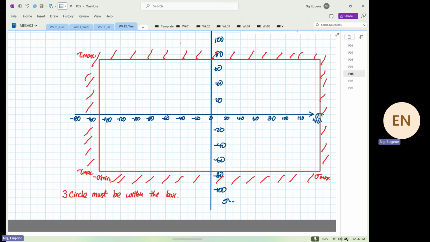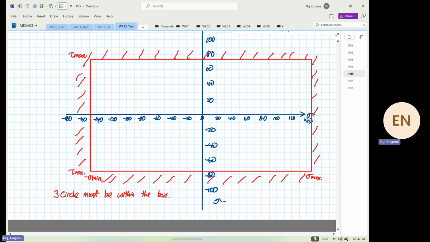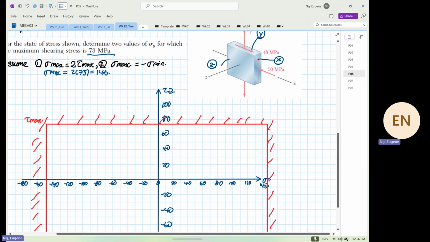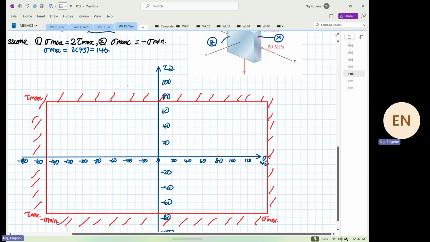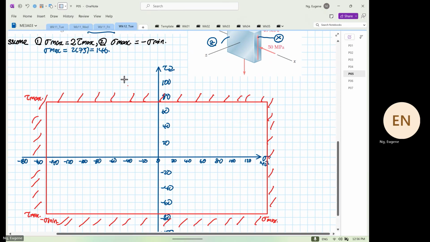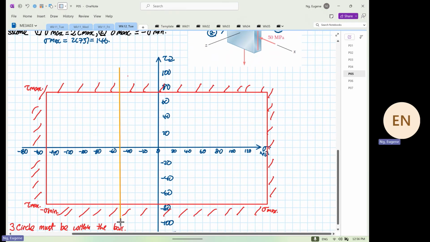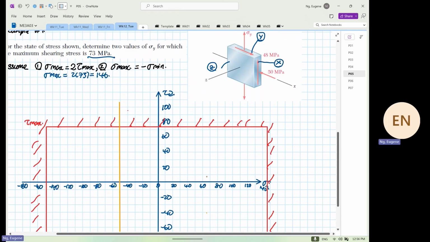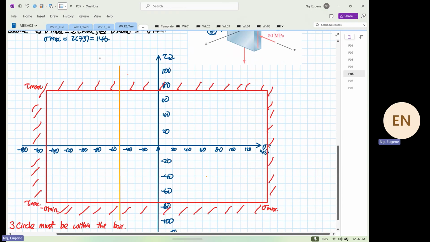So from here, we are going to look at our stress state. The first stress state we have is a compression of 50. So this is your minus 50. And then you have a shear of 48. So, shear of 48.